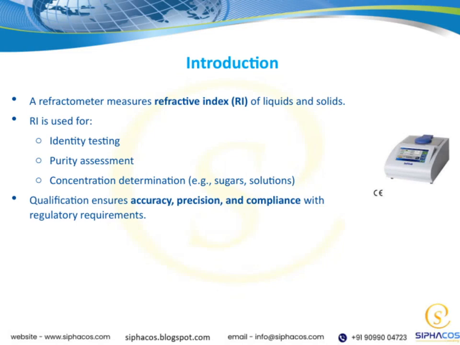Let's start with the basics. A refractometer is a handy instrument that measures the refractive index, or RI, of liquids and solids. Now, the RI is a key property because it helps us identify substances, check their purity, or determine concentrations, like how much sugar is in a solution. It's a versatile measurement that plays a vital role in many industries.